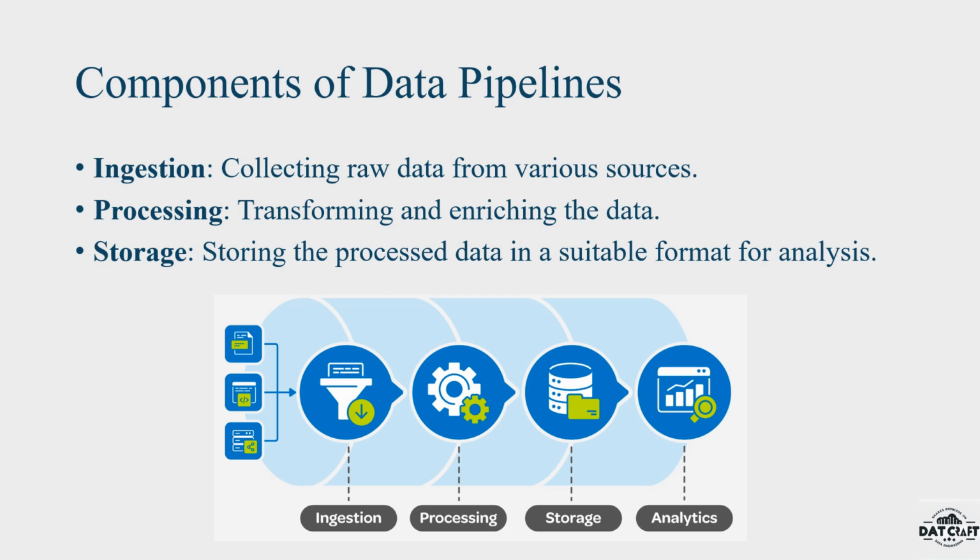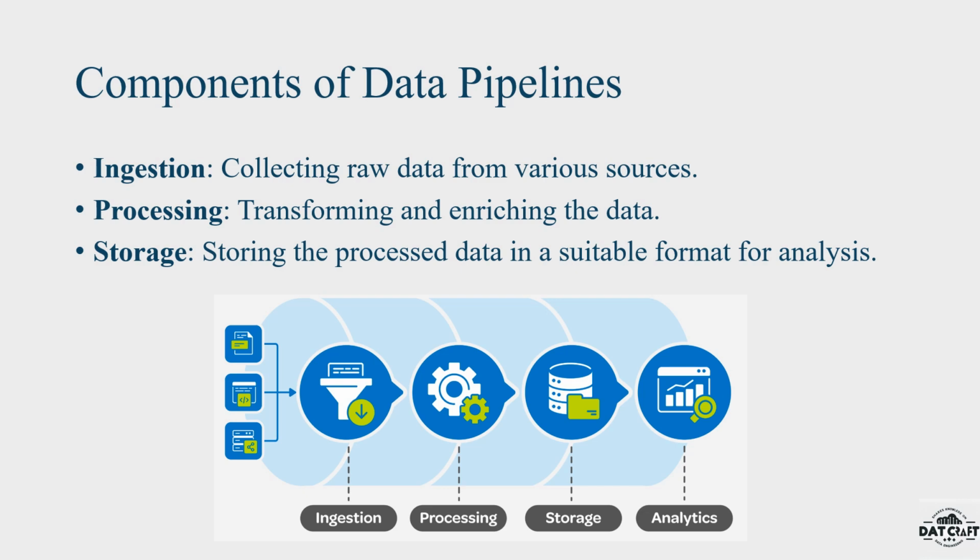Moving on to processing. Once data is ingested, it moves on to a processing stage. This involves transforming and enriching the data to make it suitable for analysis. Transformation can include tasks such as cleaning the data to remove errors and inconsistencies, filtering out irrelevant information, and aggregating the data to summarize it. Enrichment involves adding additional context or information to data, which makes it more valuable for analysis. For example, raw sales data might be processed to calculate total sales per day, to identify trends and highlight anomalies.